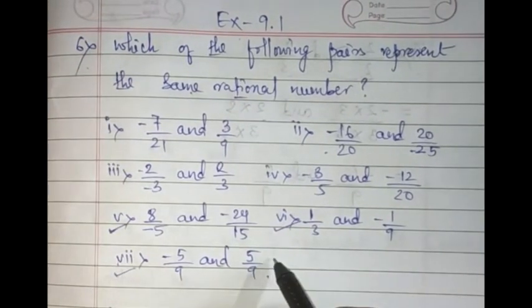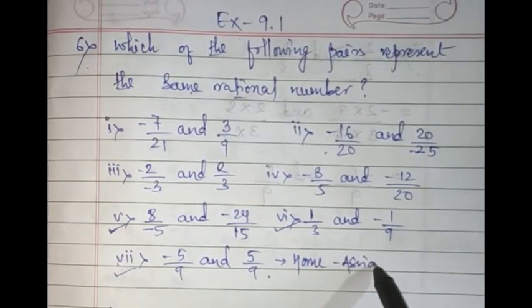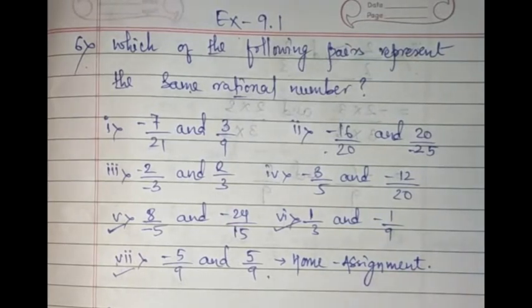All right. So students, 3 more questions are left, question numbers 5, 6 and 7. All right, this will be a home assignment. Just try to do it yourself. Okay, use the basic idea I have applied, the basic rule which you have to follow, and do this assignment.